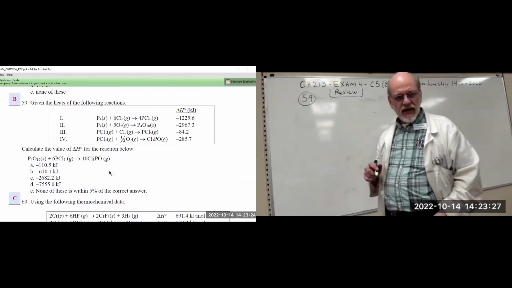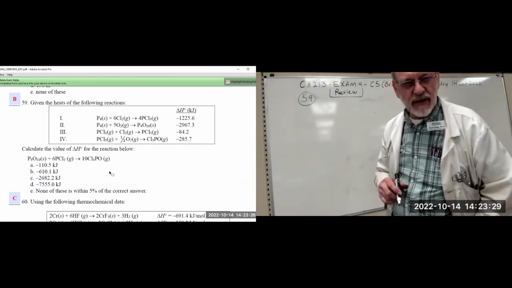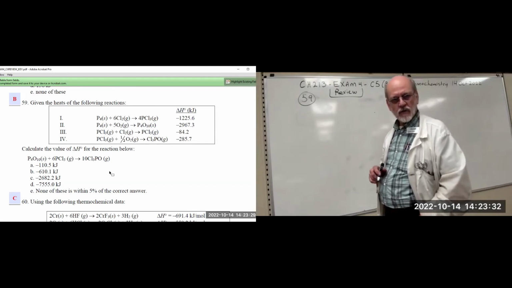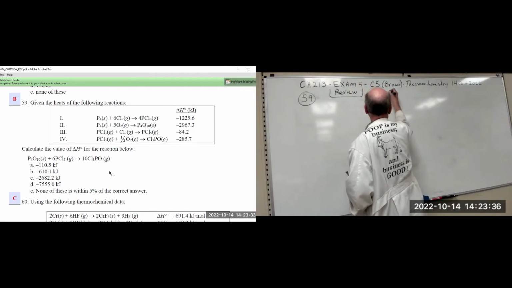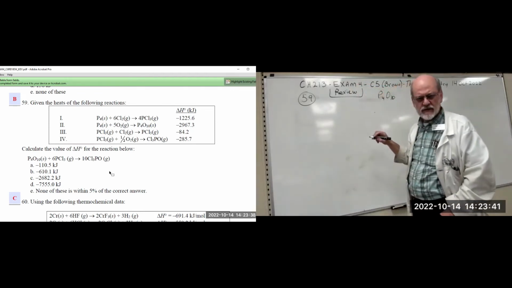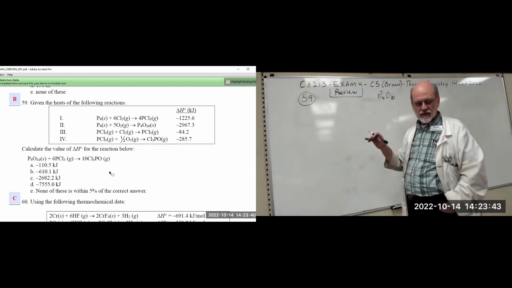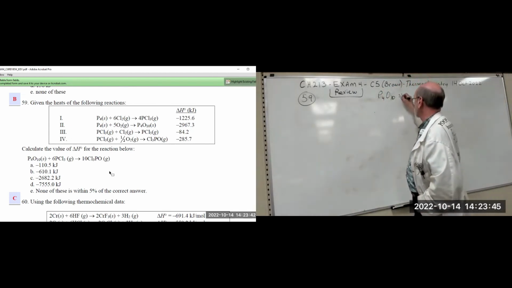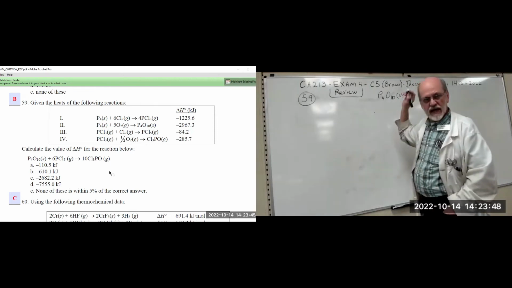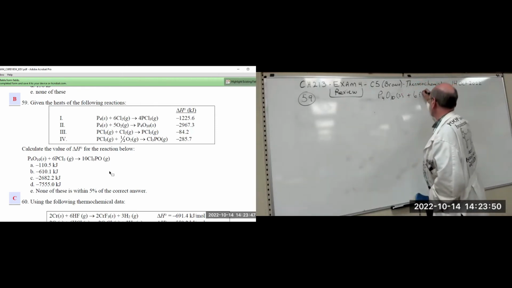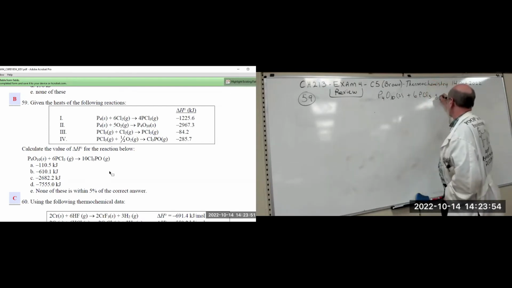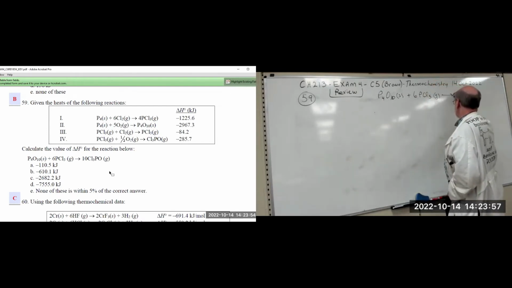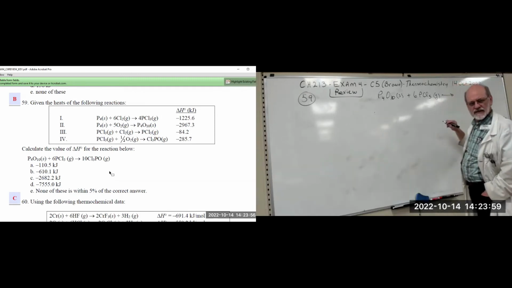So to calculate the delta H for the reaction below, that's P4O10. We better put the phases in there. Sometimes the phases matter in these types of reactions. So this is a solid, and we're going to react it with 6PCl5, is it? Gas. And that yields 10Cl3PO.